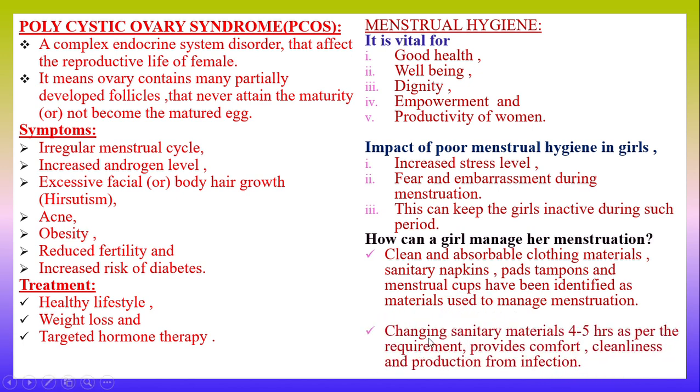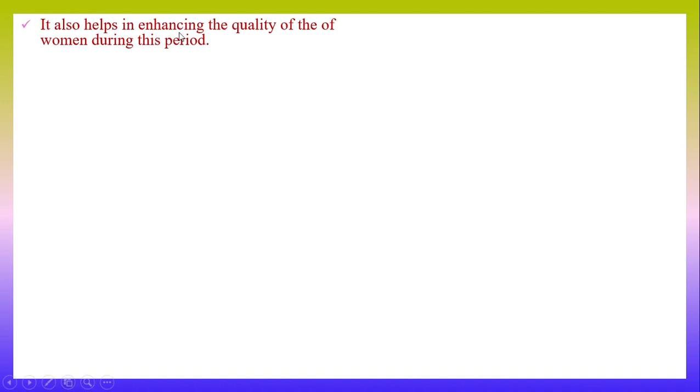Next, changing the sanitary napkins. It is very essential every 4 to 5 hours, as per the requirement. According to their body condition, they have to change the sanitary napkins to provide comfort, cleanliness and protection, preventing infection also by changing the sanitary napkin whenever they require. It also helps to enhance the quality of life of the woman during the period. That means psychological, and physiological, for the improvement of their body, it is very important.